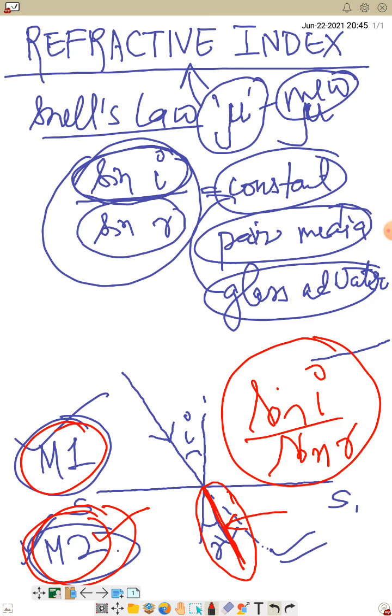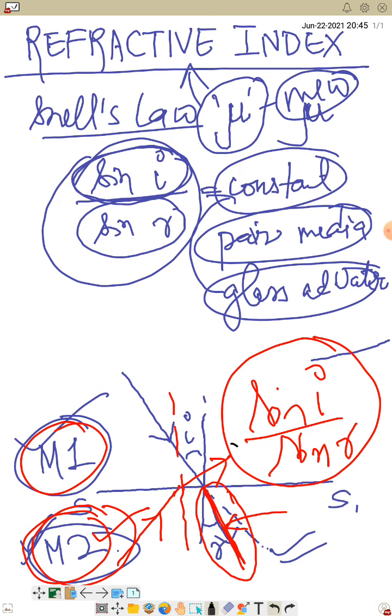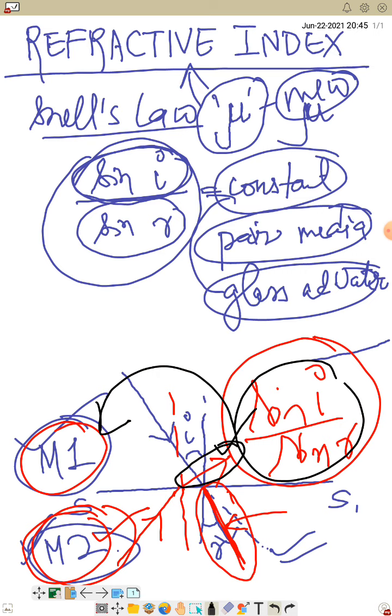Similarly, if the ray is passing from medium 2 towards medium 1, you see that this is my refracted ray. Now where is my refracted ray? It is in medium 1. So now this refractive index will be of medium 1 with respect to medium 2.